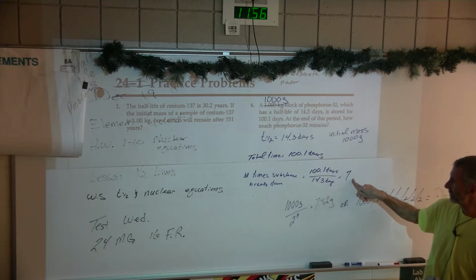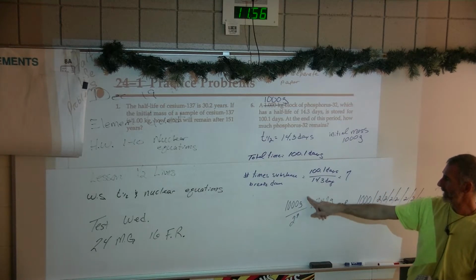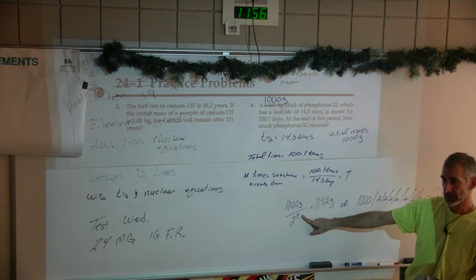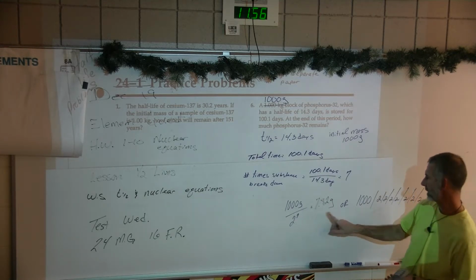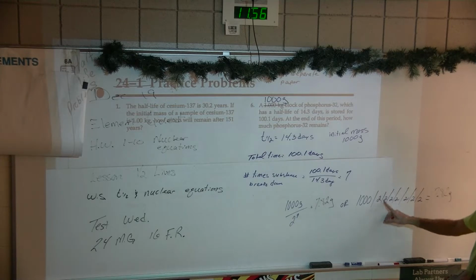I get 7. So I can either do it the mathematical way, 1,000 divided by 2 to the 7th power. I get 7.82 grams. Or 1,000 divided by 2, divided by 2, divided by 2, divided by 2, divided by 2, divided by 2, divided by 2, 7 times, and you get the same answer.